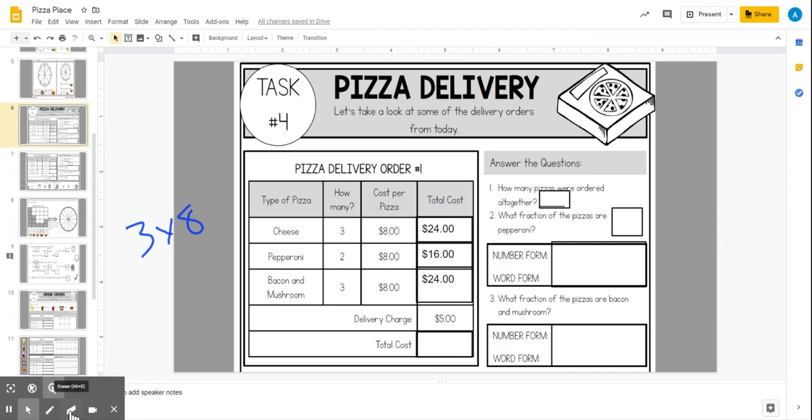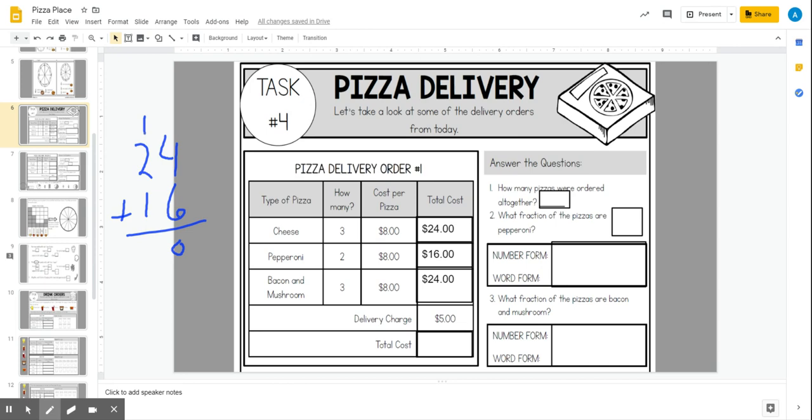So I'm going to do this on the side here. And again, you don't want to do too many numbers at a time. So you can just do a couple at a time. So you can do 24 plus 16 to start. 6 plus 4 is 10. Carry the 1, 2, 3, 4. So we have 40.